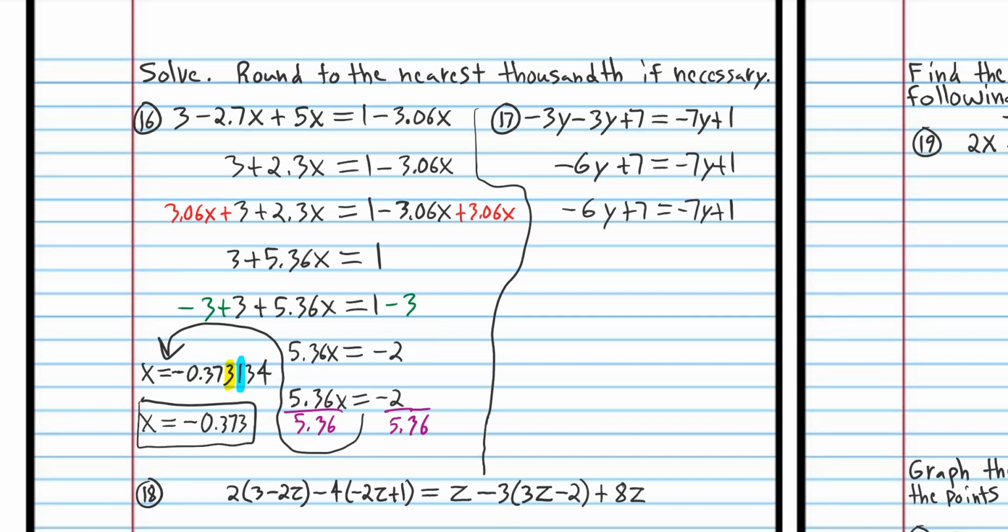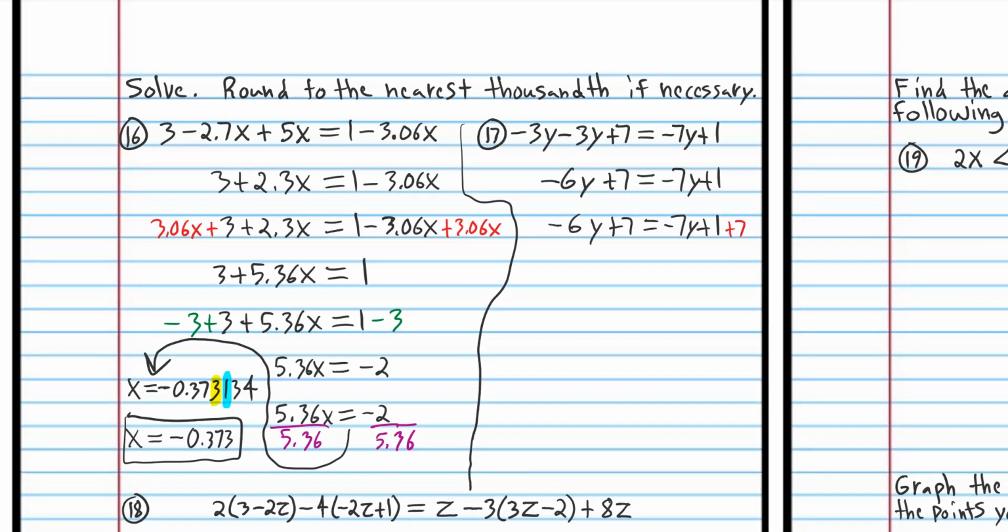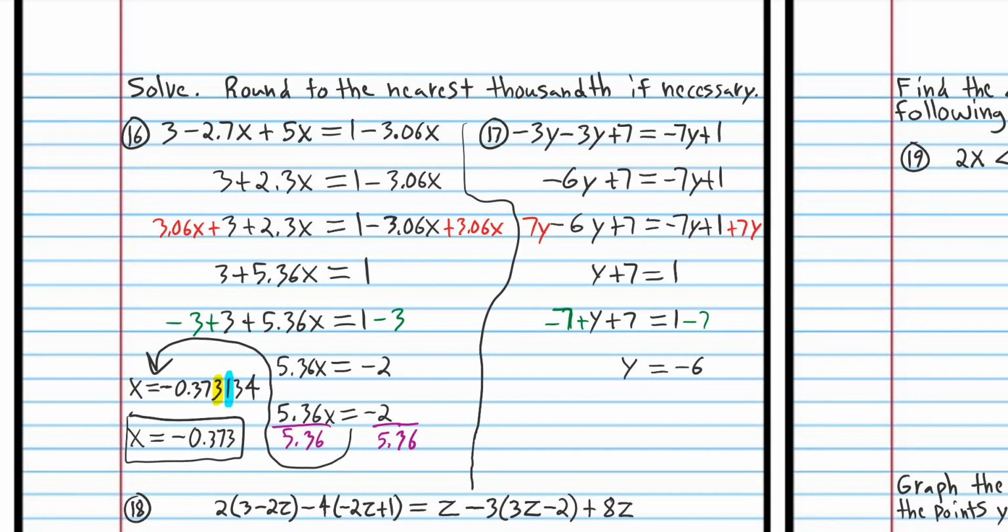So now we're going to add 7y to both sides. And we get y over there. And now I'm going to perform the last operation on both sides of the equation. So I've got to rewrite again, minus 7 on both sides, subtract 7 from both sides. And we have y is equal to negative 6.